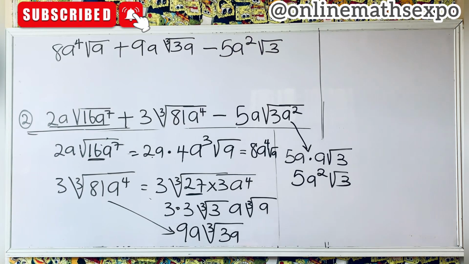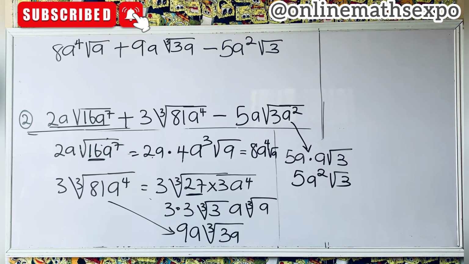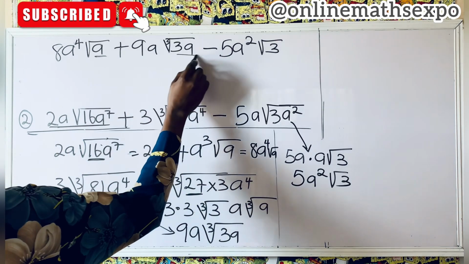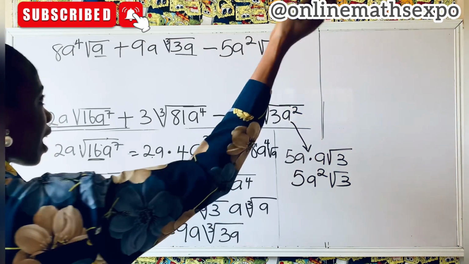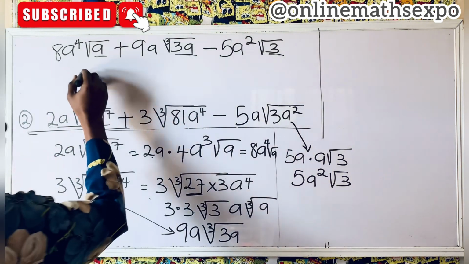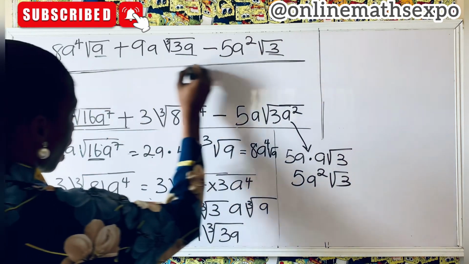I hope that is clear. So when you look at this, the question is, is there any one where the radicands are the same? You will notice the radicands are not the same. In this case, this one is a, this is 3a, and this is 3. So they are different radicands. You cannot combine them. So in that case, this remains your answer.